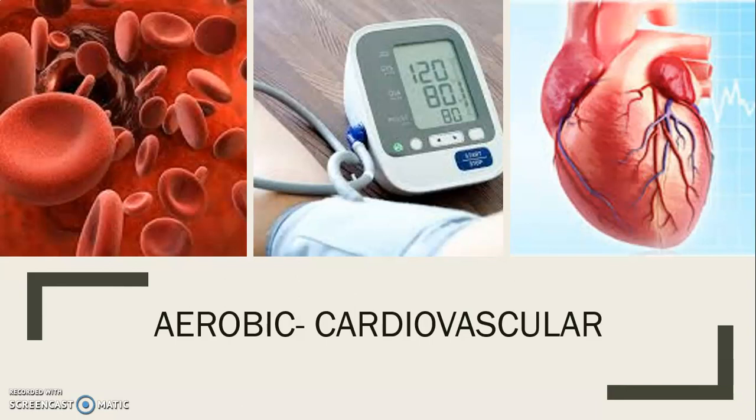This is compared to an unfit person. For example, at rest, an untrained person has a stroke volume of between 50 to 70 milliliters of blood. However, a highly trained athlete can have a stroke volume of up to 90 to 110 milliliters per beat. This suggests that their heart is more economic.